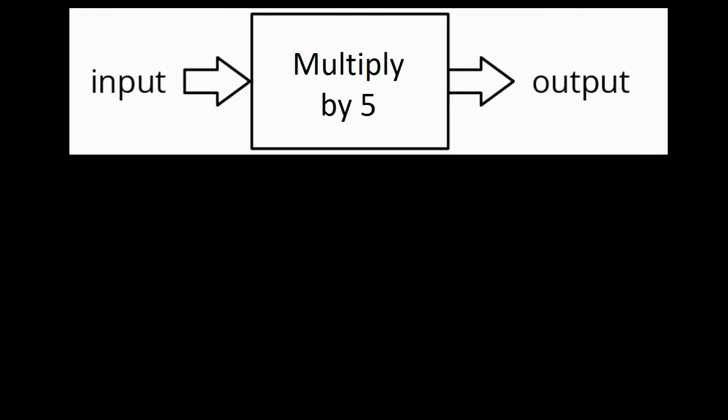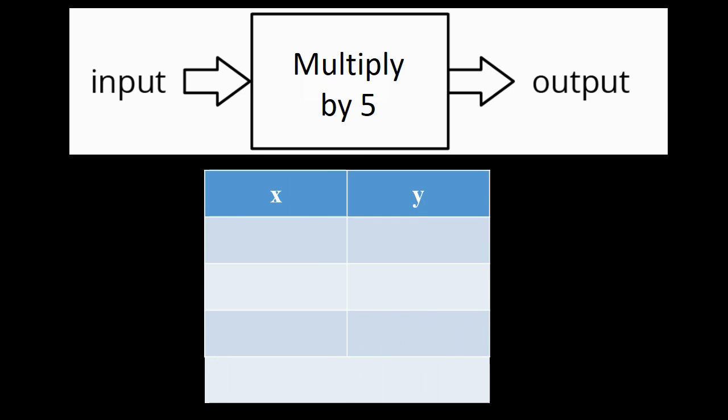Here our rule is multiply by 5. We take the input to the function and multiply it by 5 in order to get the output. Tables are a great way to represent how functions work. The x represents the input, the y represents the output.